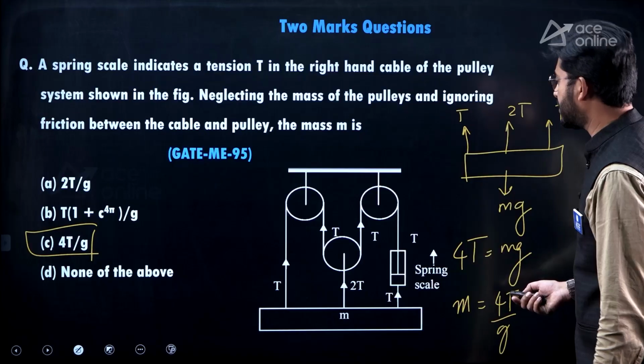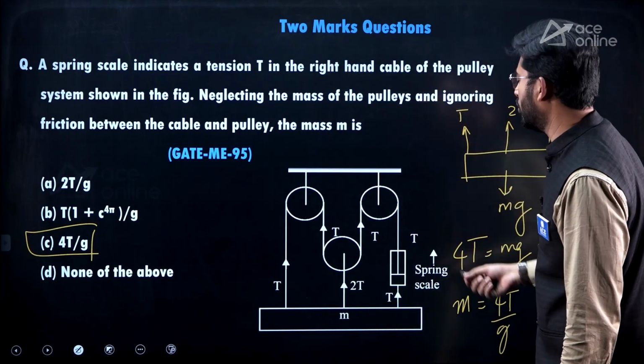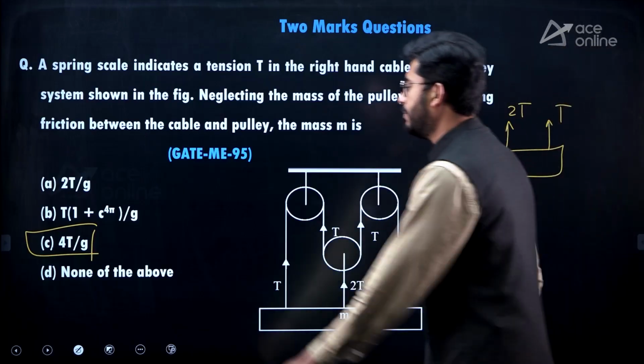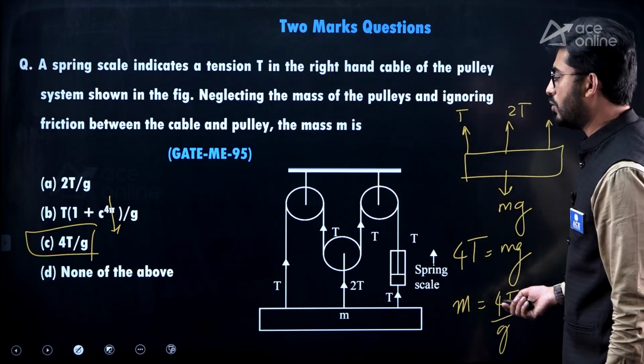Okay, next is, friction between the pulleys is being ignored. So e power mu theta will not be there, which was included here in the option B. Okay, so option C was the answer.